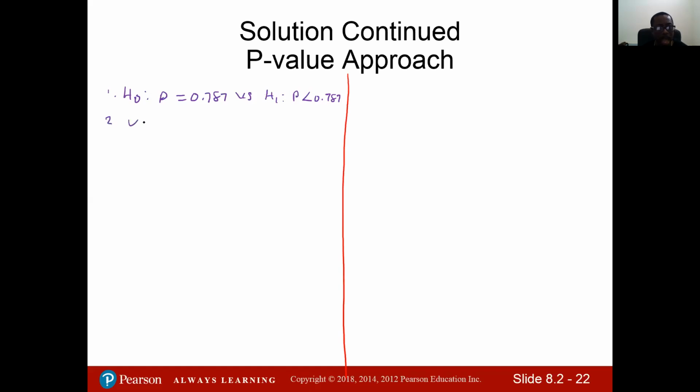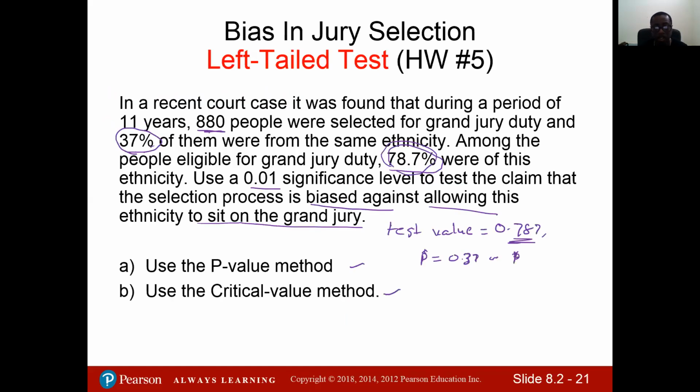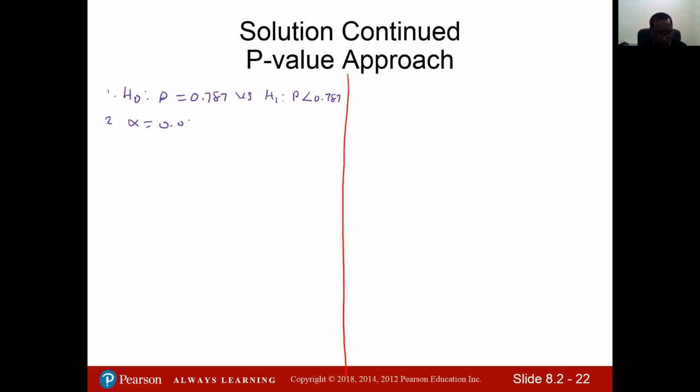Step two, what is my alpha? In this case, 0.01 or 0.10. Let's go back and check that. Okay, it's 0.01.